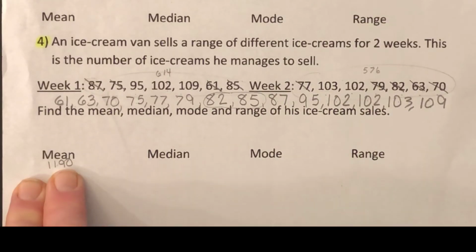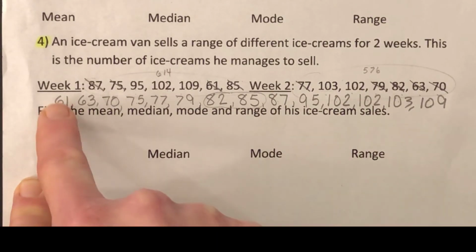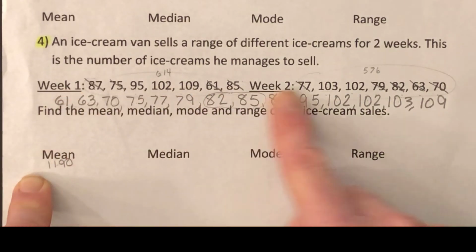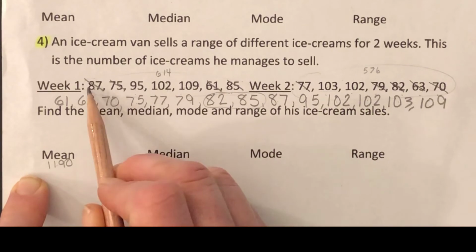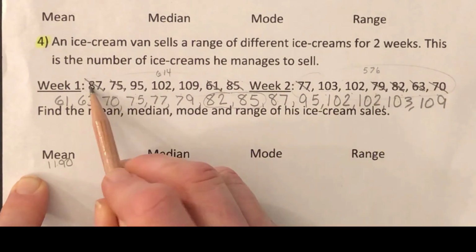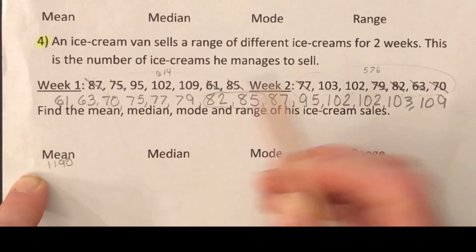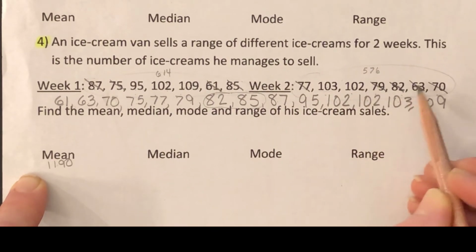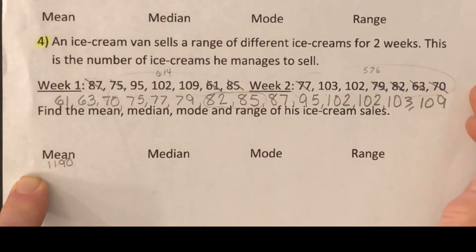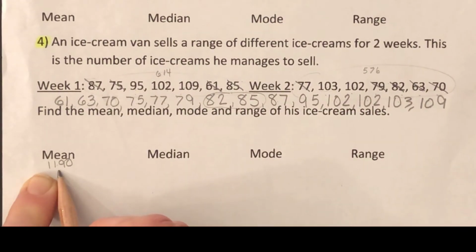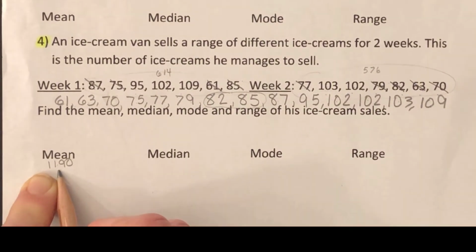Now that we have the total, we'll divide that by the number of days that he sold. There are 7 days in a week, so there are 7 numbers. Monday, Tuesday, Wednesday, Thursday, Friday, Saturday, Sunday. Monday, Tuesday, Wednesday, Thursday, Friday, Saturday, Sunday, right? So there are 14 numbers. There are 14 days. So I'll take the total and divide by the number of days, 14.